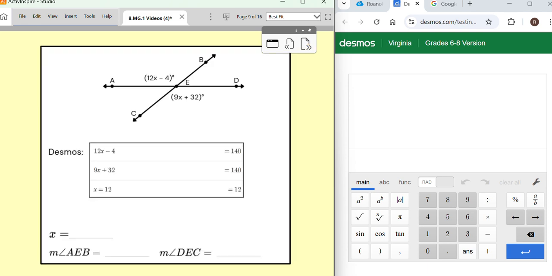To set this up in Desmos, you would put one of the vertical angles on one line, 12x minus 4 in this case, and the other vertical angle on the next line, 9x plus 32. Then you have to find the x value that makes those two angles equal or congruent. Then when it asks you what's the measure of AEB, you would have to write 140 because that's what our calculator told us. And vertical angles are congruent. So the measure of DEC is also 140 degrees.